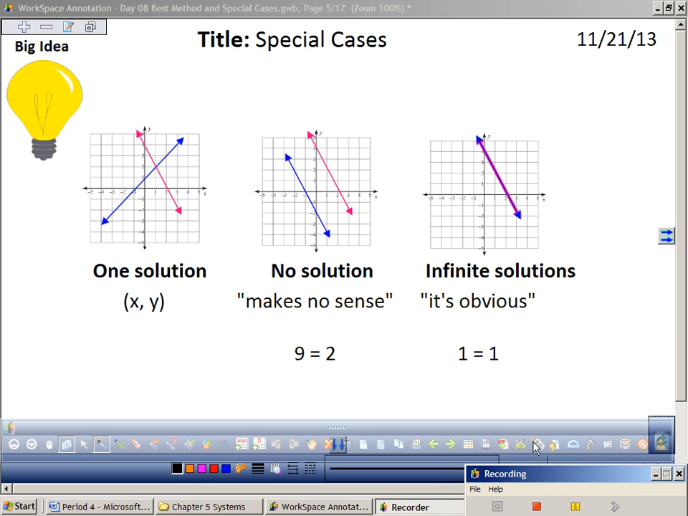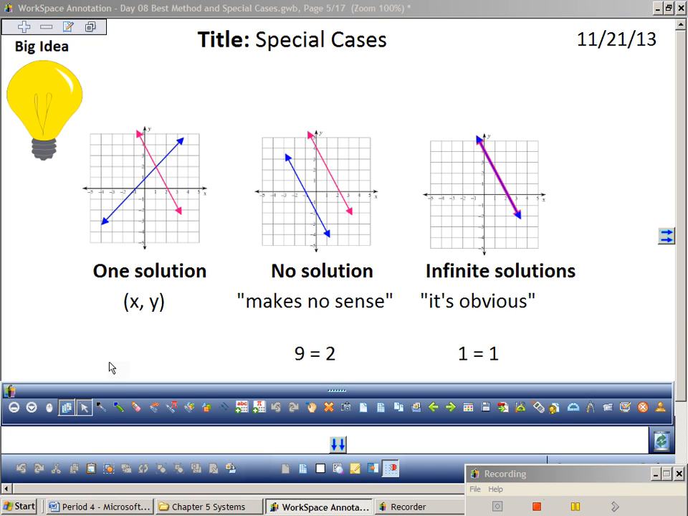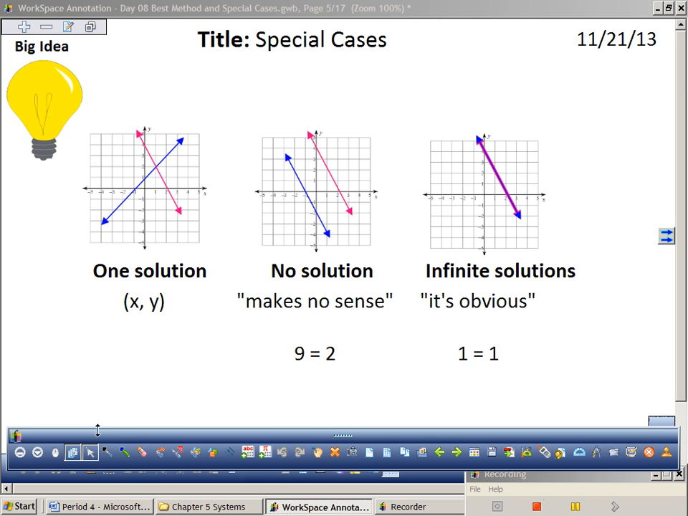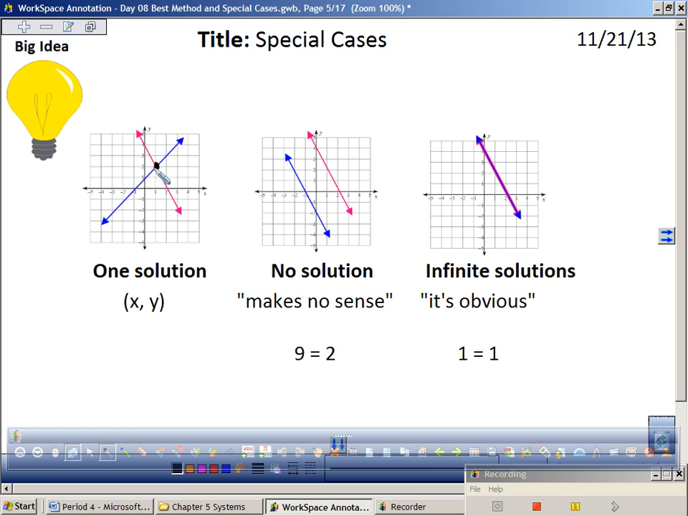Today we're going to talk about the best method to solve systems of equations, but I think at first let's talk about some special cases. If two lines intersect, they intersect at exactly one point, which means we have one solution. If two lines never meet, then when you're trying to use elimination or substitution, sometimes you get an answer that makes no sense. If it makes no sense, it's no solution.